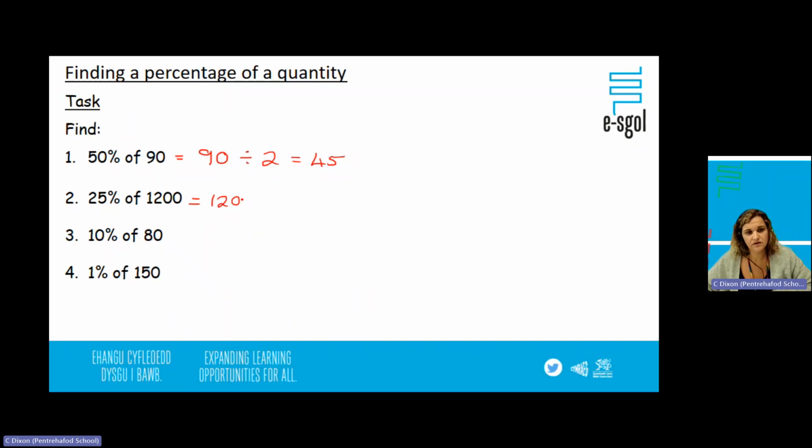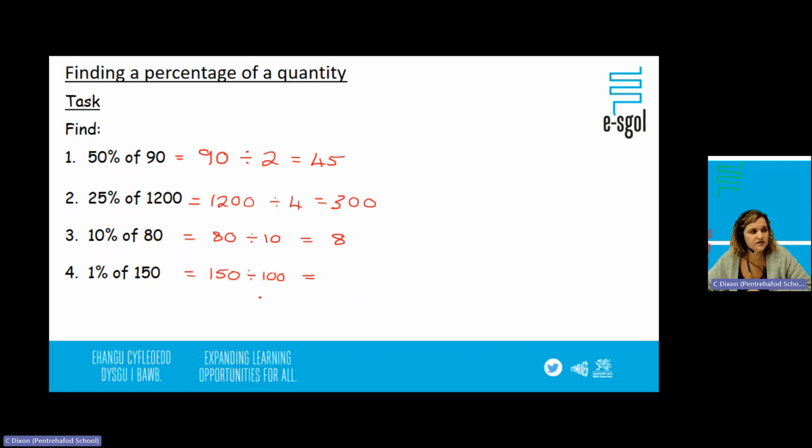The next one, 1,200. We're going to divide by 4 this time because it's 25%. That's the same as quartering, which is halving and halving again. Okay, so that will bring you to 300. Number 3, 80 is going to be dividing by 10 because it's 10%. 80 divided by 10 is 8. And then the final one on this slide, 150. We're going to divide by 100 because we're finding 1%.